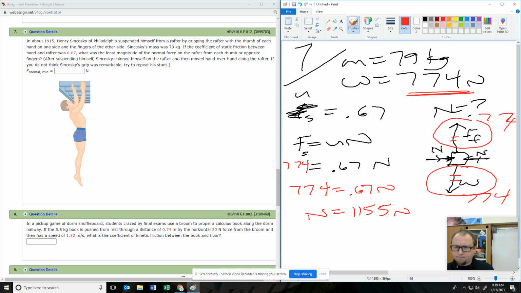1,155 newtons. That's total. So how much does he have to have on each hand? He would have to have half of that. But I don't know. I can't even plug in answers. Right? But it's going to be one of those two. Either they want the total or they want to know what each of them is. So there you go. If he can't squeeze that much, doesn't matter. He falls.